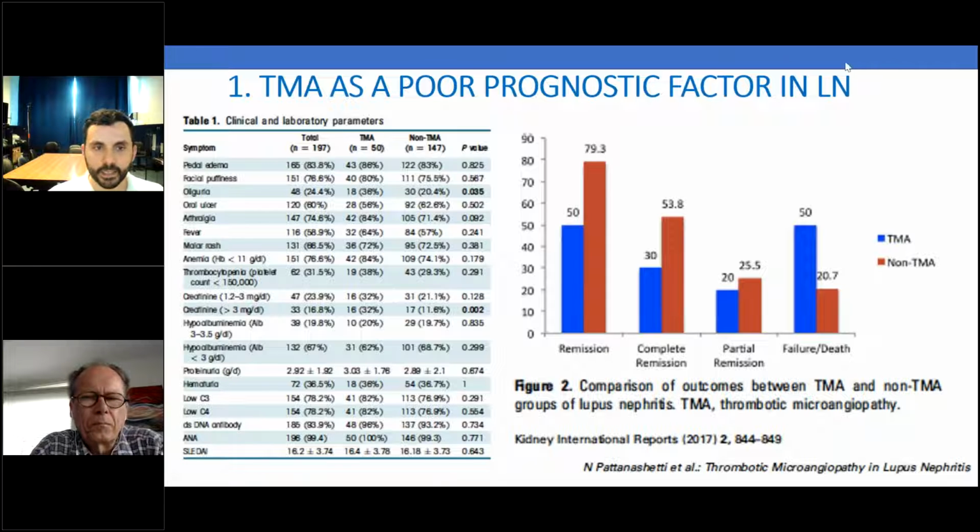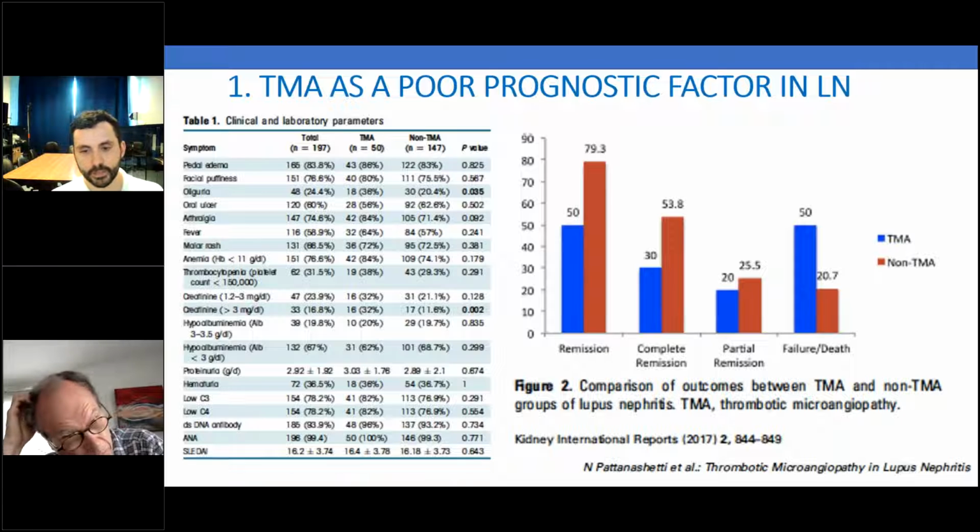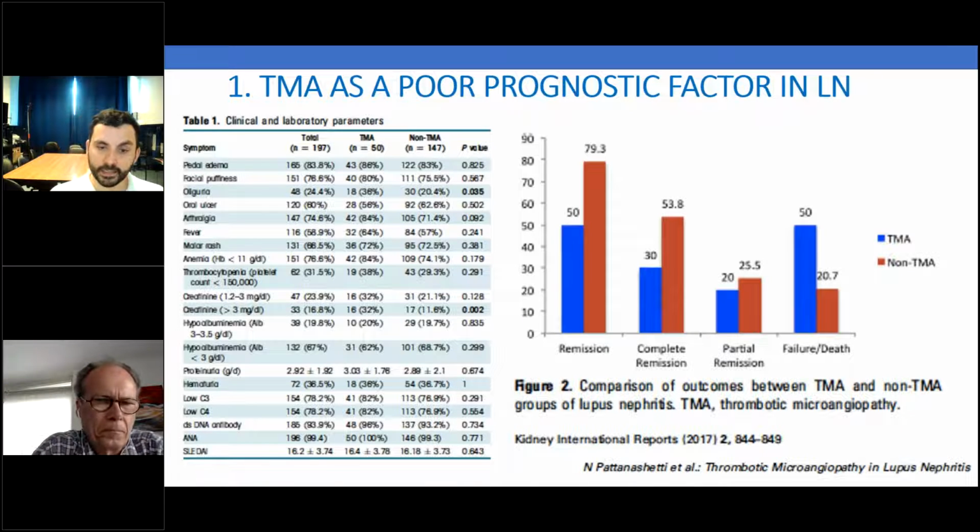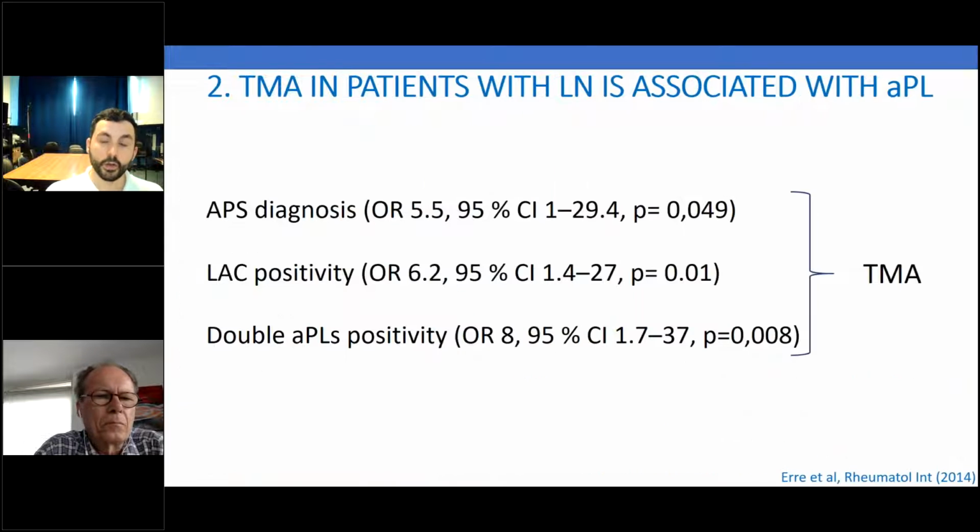First, we know that TMA per se is a poor prognostic factor when managing lupus nephritis. And this is just one recent paper among others showing that the rate of remission between patients with lupus nephritis with and without TMA is roughly two thirds. We have up to 50% of patients with lupus nephritis who did not achieve remission at 1 year from the induction therapy, and this is something that we don't see anymore in our patients with lupus nephritis without thrombotic microangiopathy. What else do we know?